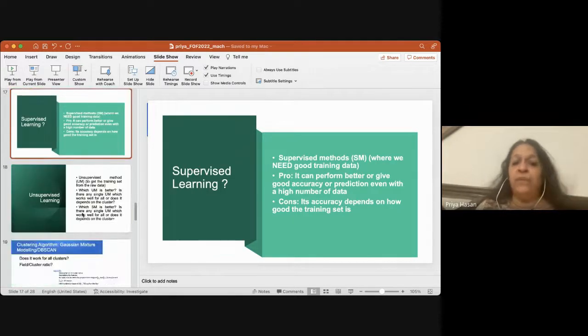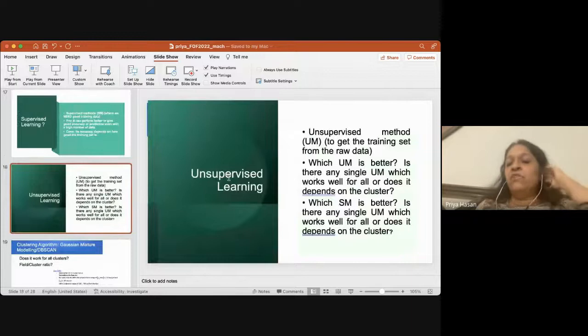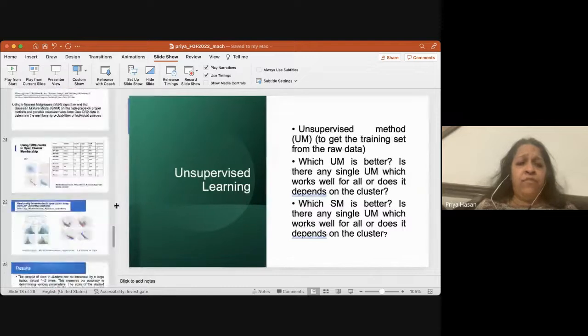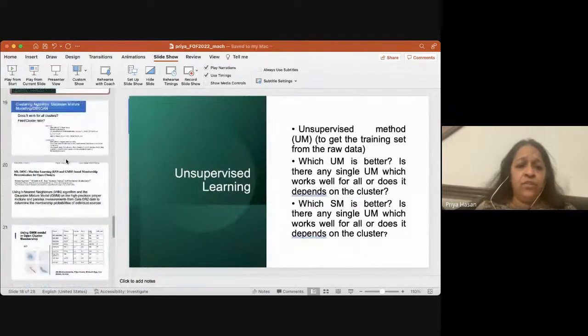And how could we do it with that? So we tried to check out some unsupervised learning techniques to see which of these techniques are better, and whether they work better on certain cluster types or not. And therefore, over here, I'll show you.